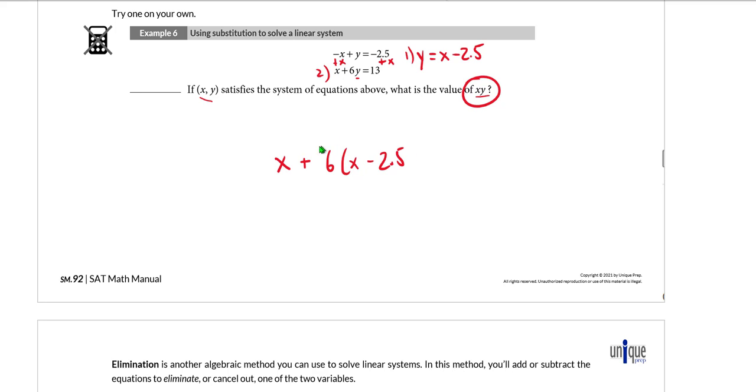That calculation without a calculator might get slightly ugly, but we're going to do it anyway. So what do I get here? Distributing, I get x plus 6x minus 6 times 2.5. That is going to be 15. So x plus 6x minus 15 equals 13.